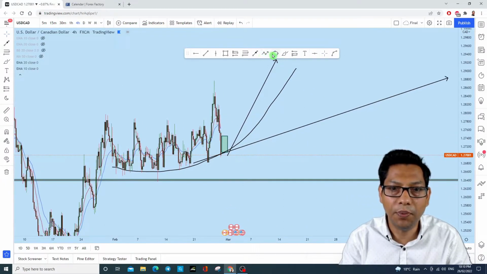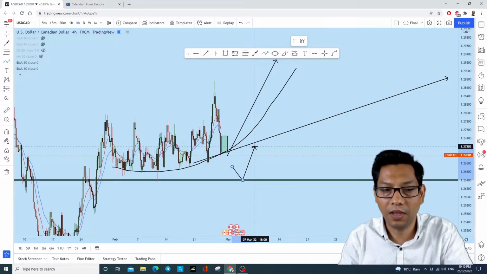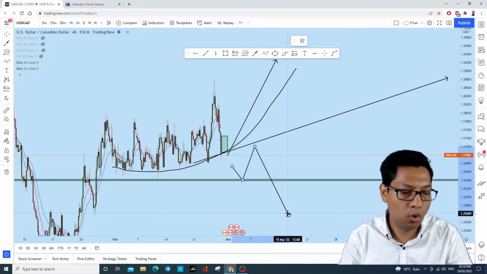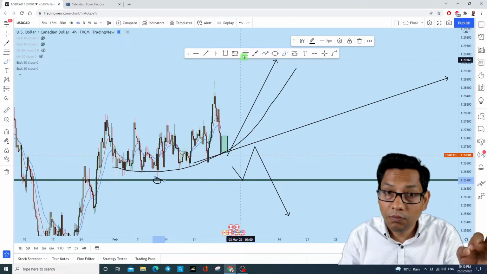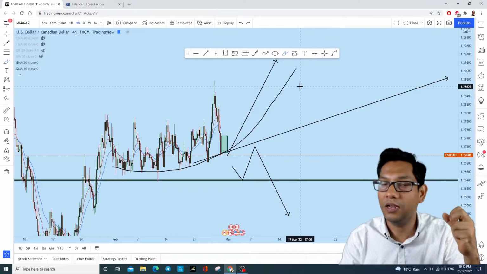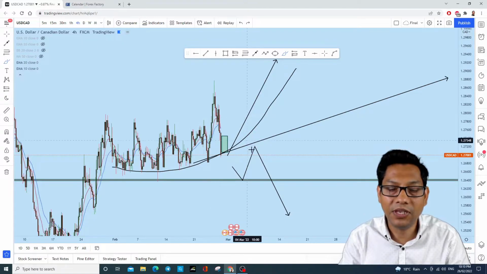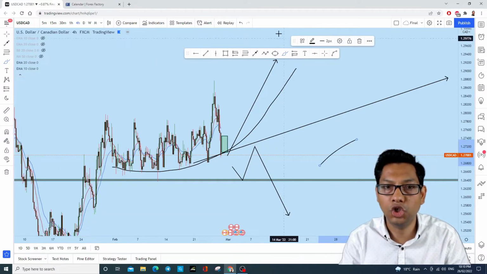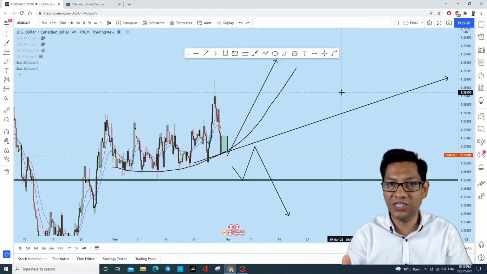Second scenario, if it breaks down to the downside, then we'll wait for a retest of this, because you see there is a false breakout here also. We'll consider short. So you have to stay alert that there could be a false breakout. That's why we'll wait for a retest of this dynamic support as a resistance and go for short. So these are the two possible scenarios in USDCAD.